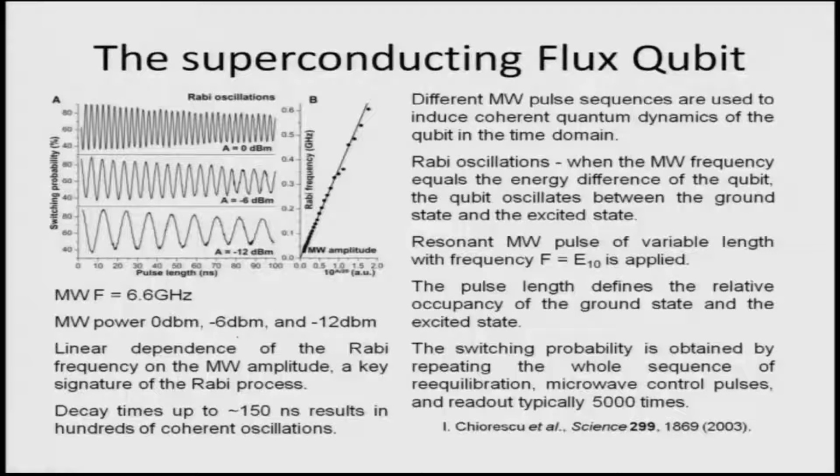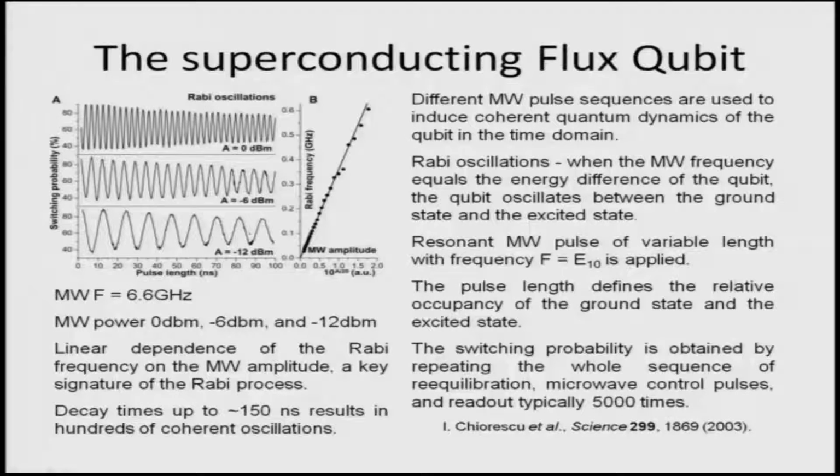then there is a linear dependence of the Rabi frequency on the microwave amplitude, which is a key signature of the Rabi process, and the decay times are up to 150 nanoseconds, resulting in hundreds of coherent oscillations. So, these oscillations which are being seen here, in the switching probability, are the hallmarks of the Rabi oscillations.